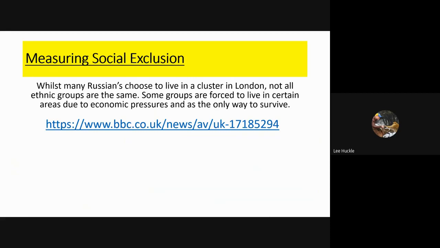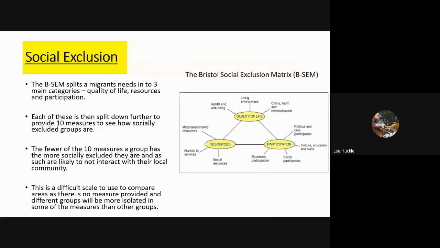So look at this BBC News article, again, if you didn't do so at the time, or look back at your notes. And then you'd have brought this social exclusion together, and you'd have looked at this Bristol social exclusion matrix. Now, it summarizes on the left-hand side. So the BSEM, the Bristol social exclusion matrix, splits migrants' needs into three categories. You can see that on the diagram: quality of life, participation, and resources. And then you've got break-off categories from each of those.